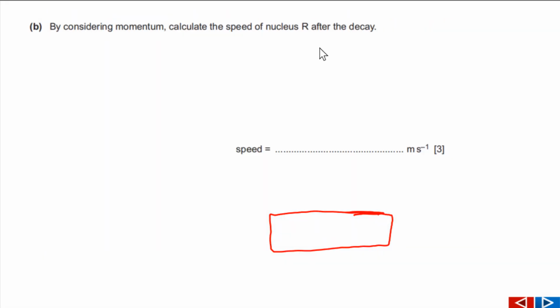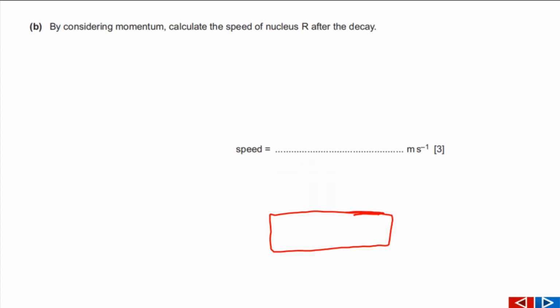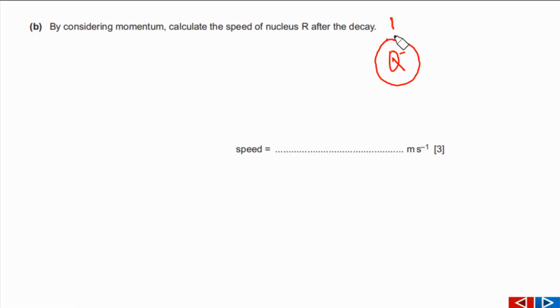Now here we need to calculate the speed of nucleus R after the decay. So in this case, you can see this is daughter nucleus and this is parent nucleus, and here we have alpha particle. Let me explain the main idea first of all. So simply you can imagine we have a nucleus. This one is parent nucleus. We have said this is nucleus Q. Its initial momentum is equal to 0.